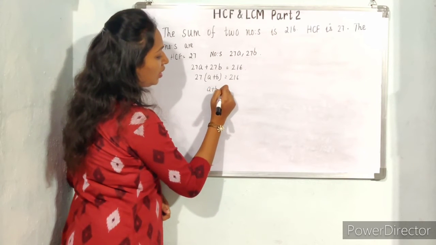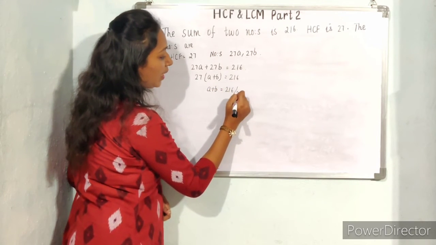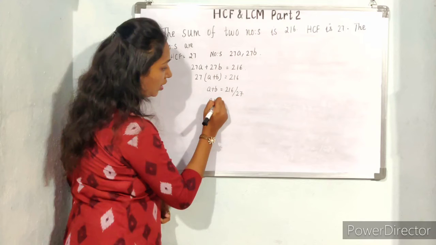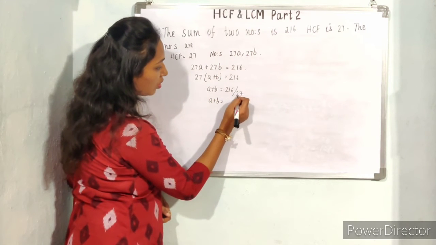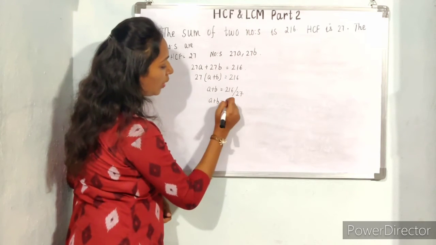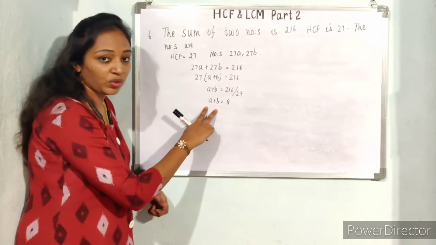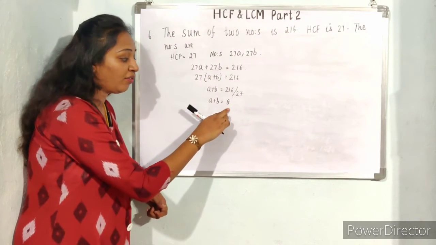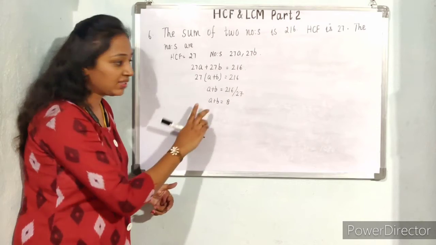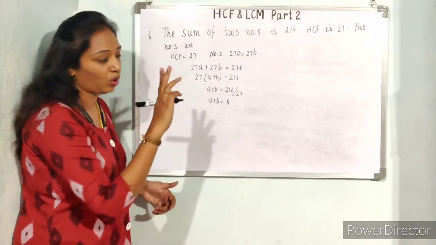So A plus B equal to 216 divided by 27. So 27 8 times we'll get it as 216. So A plus B equal to 8. So two numbers you have to choose. When you add those numbers, you have to get the answer as 8. At the same time, the two numbers should be co-prime numbers.